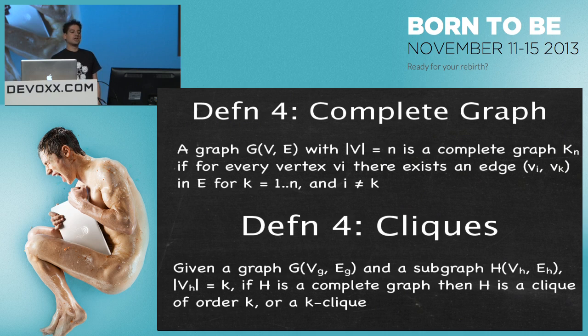The next type of graph we're going to look at is a complete graph. A complete graph is one where every vertex is joined to every other apart from itself. So it doesn't have a self loop, but otherwise it's connected to every other vertex. So a triangle, like that, is complete. A square with crosses is also complete. A clique is a subgraph that is a complete graph.